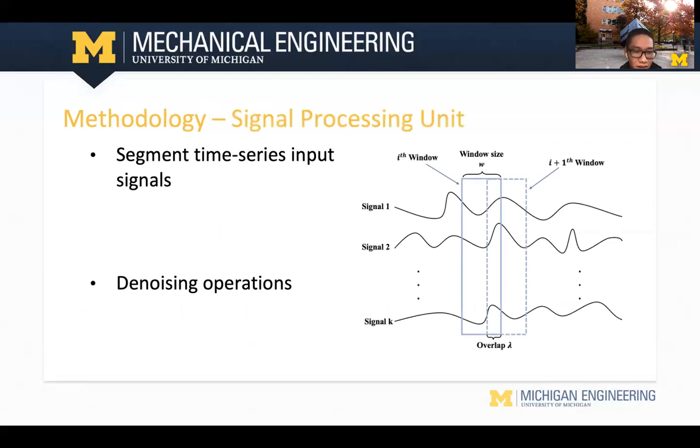Because the time series signals are streamed in real time as the sensors in the machine collect data, we need to segment the signal so that we can figure out what the machine is doing at a certain time instance. And the technique we use to segment the time series signal is called the sliding window technique, which we have an illustration of on the right.